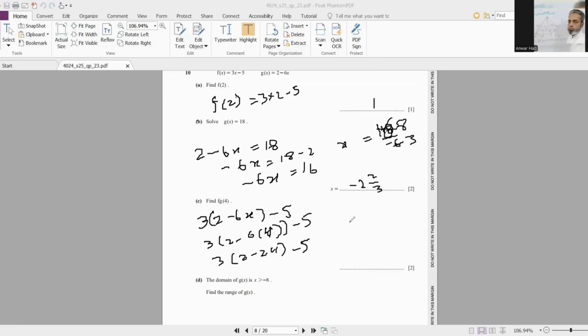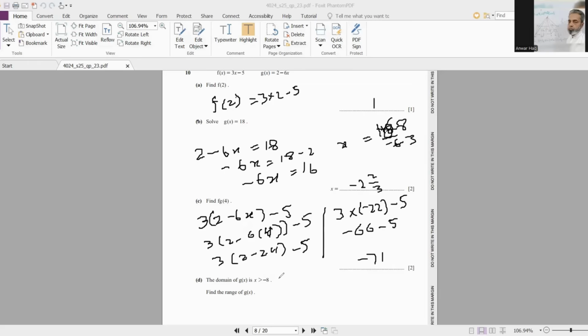Finally, this is 3 multiplied by negative 22, and minus 5. So 3 times negative 22 is negative 66, I think. Yes, negative 66 and negative 5. So this is negative 71. Negative 71 is the answer.